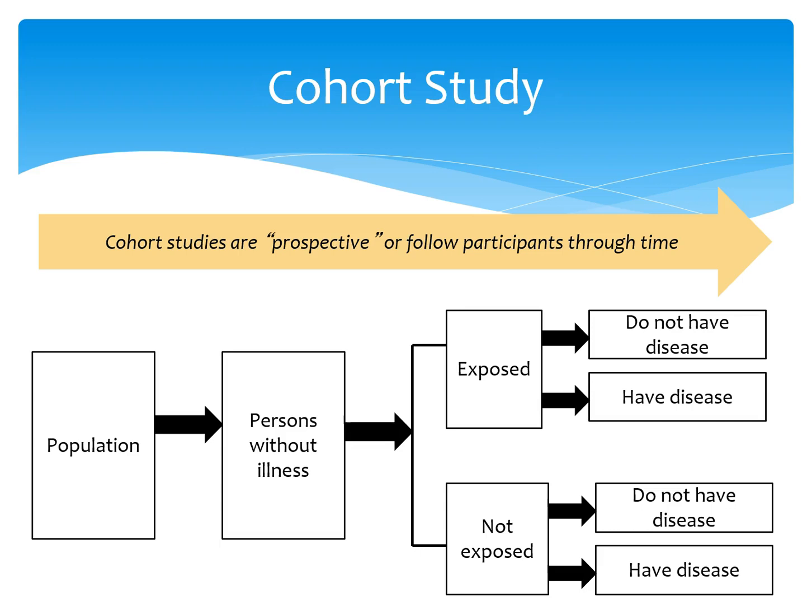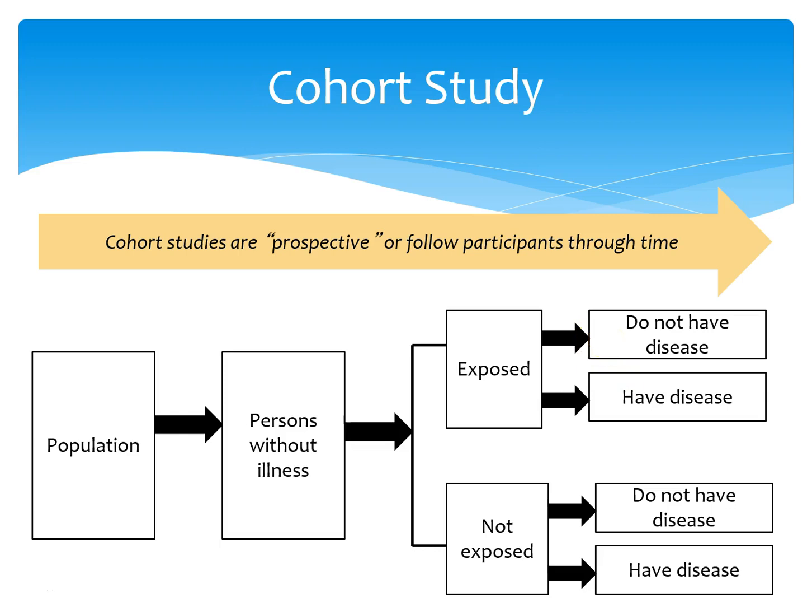So these are called prospective studies because they're looking forward. Whereas the case control studies are retrospective, we're looking back in time, these are looking forward in time. So you have a population, and then you identify persons without the disease. And then you look at who was exposed and who wasn't exposed, and you see who developed the disease. So was there disease development?